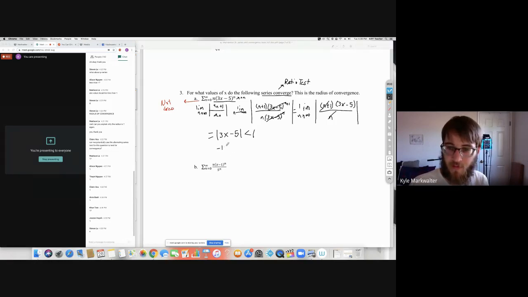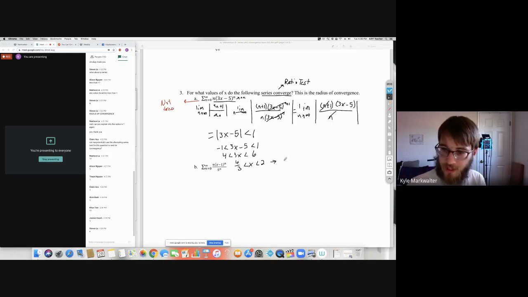This means that -1 is less than 3x minus 5, which is less than 1, because I can split my absolute value into negative, positive, negative. I can add 5 to both sides. So that gives me 4 is less than 3x is less than 6. I can divide everything by 3. That'll give me 4/3 is less than x is less than 2. Great. So there are the values of x that will make this thing converge.